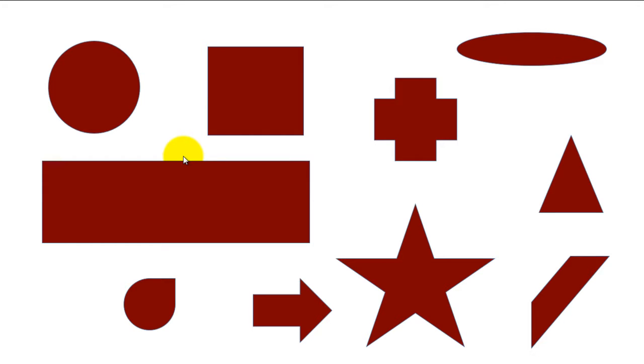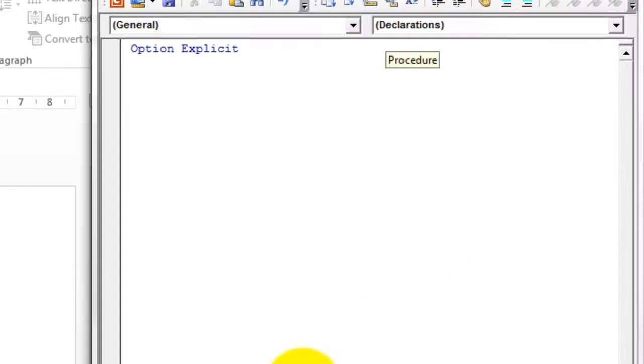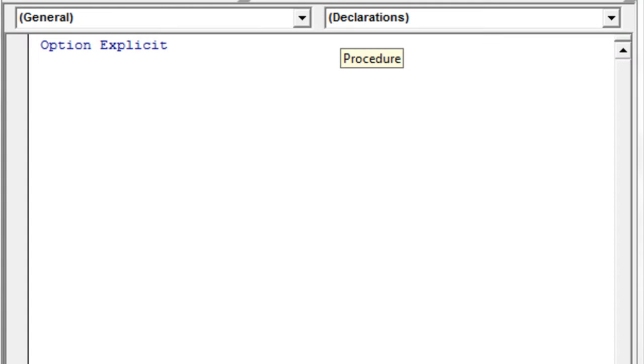Now let's get into the next thing on the agenda, which is the with block. Now the with block executes a series of statements that repeatedly refer to a single object. So we have taken an object, then we have done one job, then we do one more job, then we say end with, right? So let's see how it works in real time. Let's get to the VBA editor. Let's write a new subroutine for the with block.